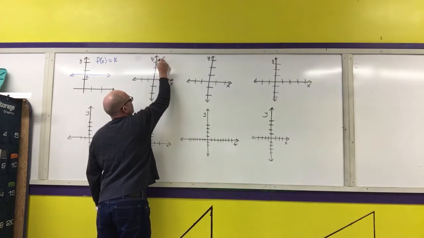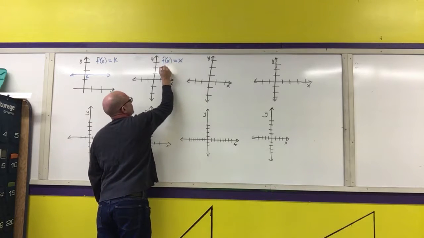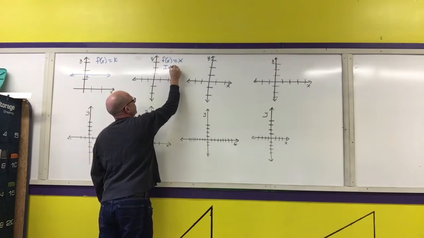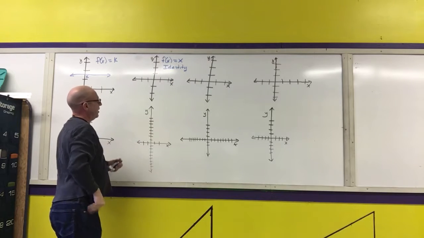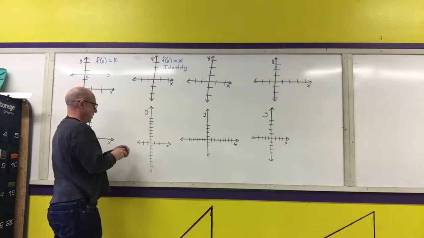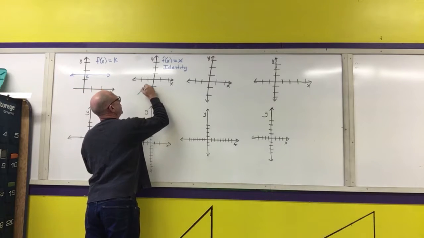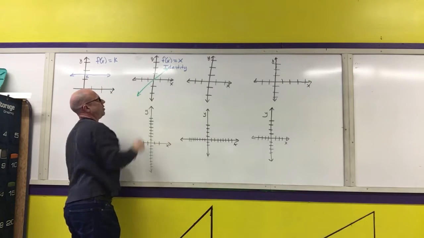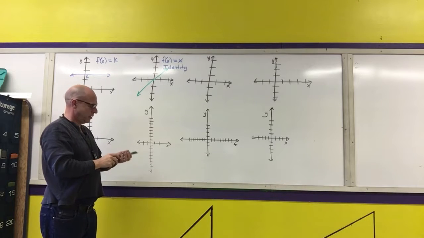The next function that we have is f of x equals x, and we call it the identity function. And that is the graph that has a slope of 1 that goes through the origin. So it's a 45-degree angle that goes through the origin, and that is called the identity function.